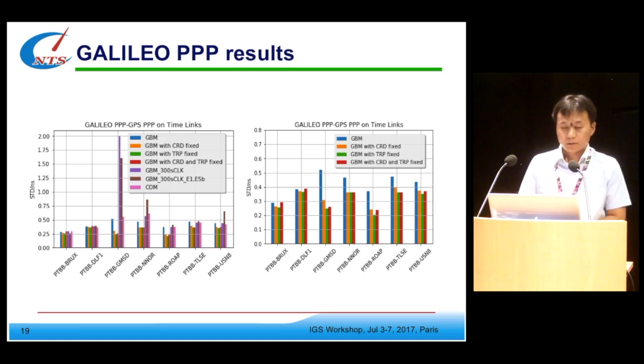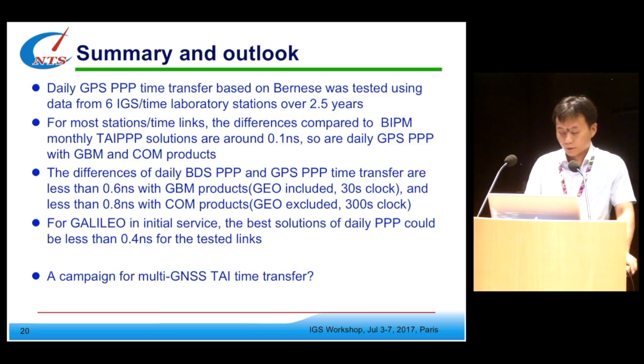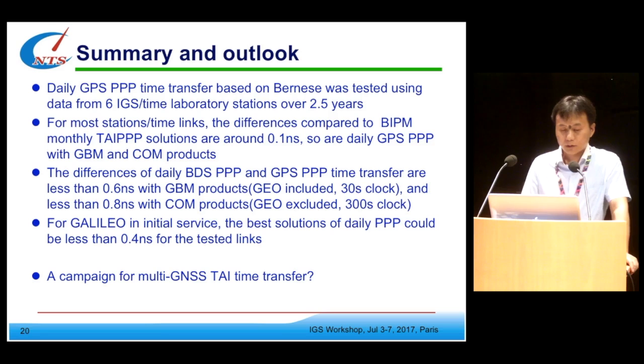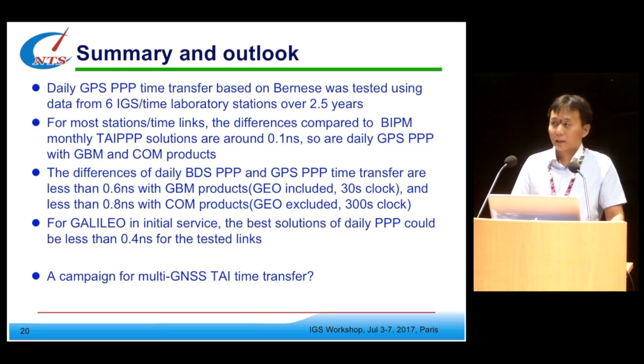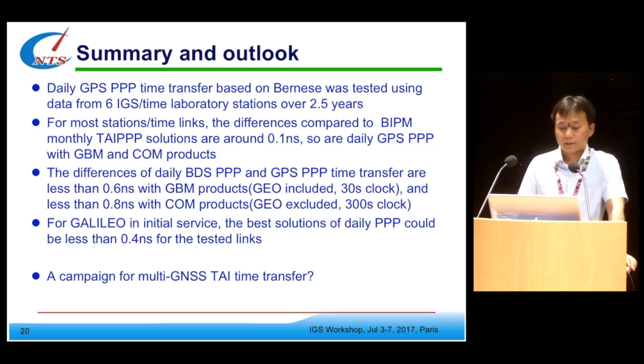So a short summary: the differences of daily BDS PPP are less than 0.6 nanosecond with GBM products and less than 0.8 nanosecond with COM products. For Galileo in initial service, the best solution of daily PPP could be less than 0.4 nanoseconds for the tested links. For the future, in my opinion, I think it is necessary to launch a campaign for multi-GNSS time transfer.